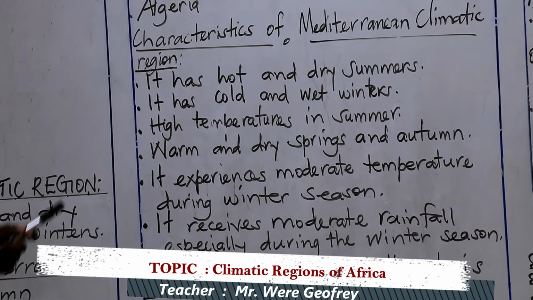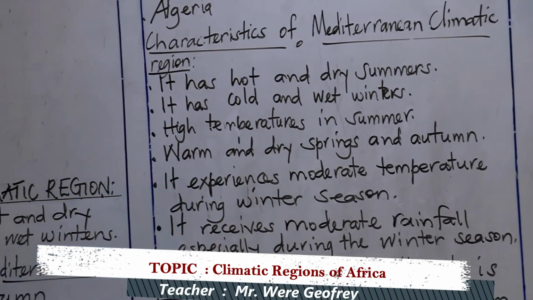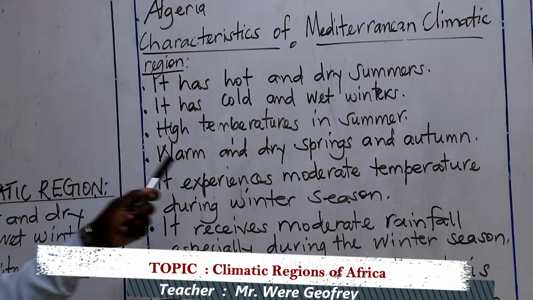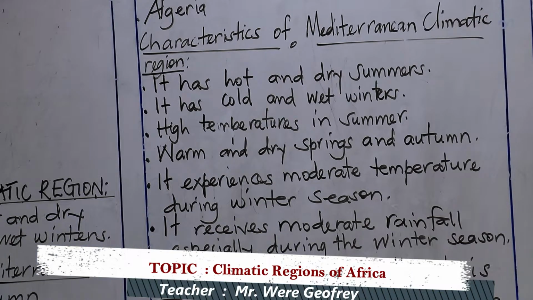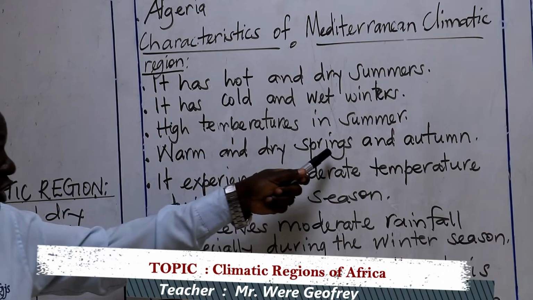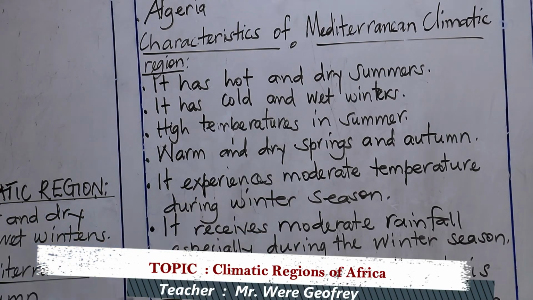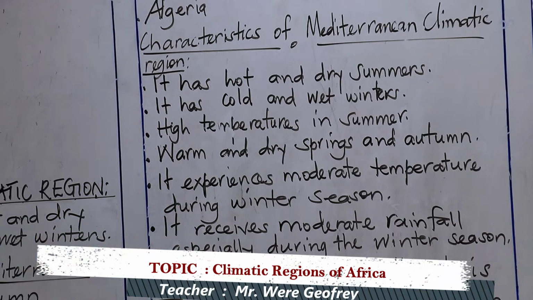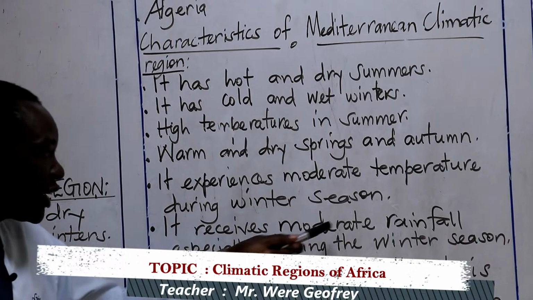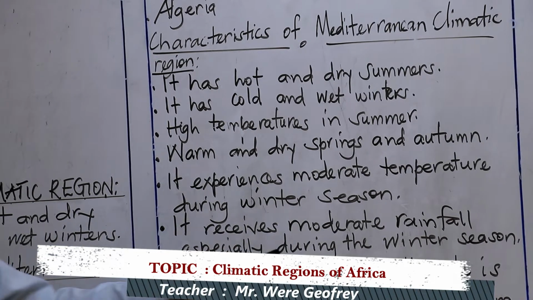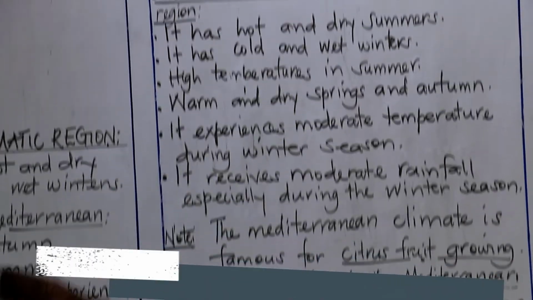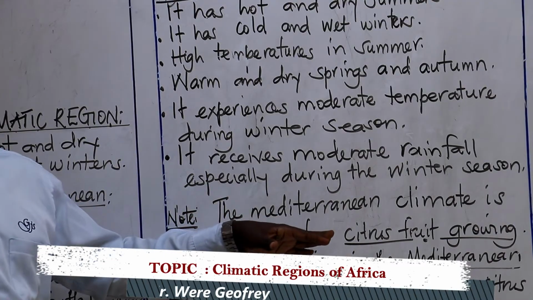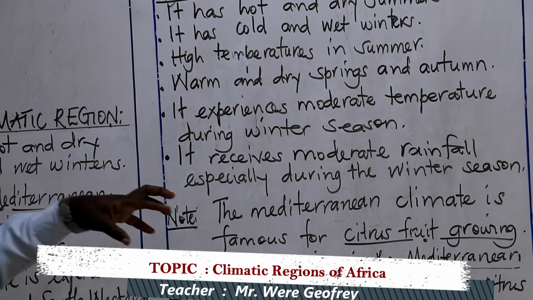One, it has hot and dry summers. It has cold and wet winters. It has high temperatures during the summer season. It has warm and dry springs and autumn. It experiences moderate temperatures during the winter season. It receives moderate rainfall, especially during the winter season. The Mediterranean climate is famous for the growing of citrus fruits.